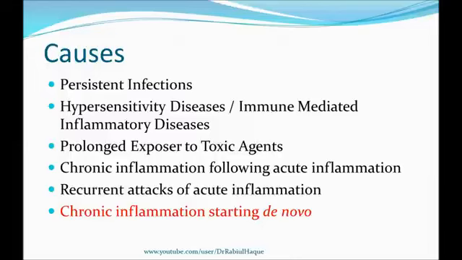Now, in these types of chronic inflammation, there were no acute phases. The inflammation was chronic from the beginning, and usually this type of chronic inflammation is seen when the patient was infected with organism that had low pathogenicity in the beginning. Say, for example, Mycobacterium tuberculosis infection is an example of this type of chronic inflammation.